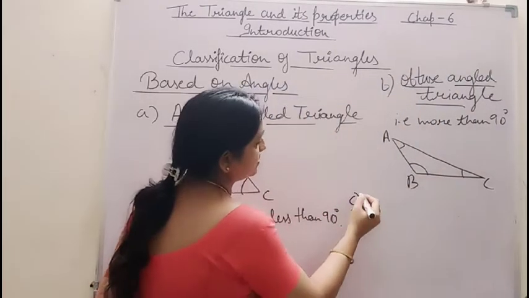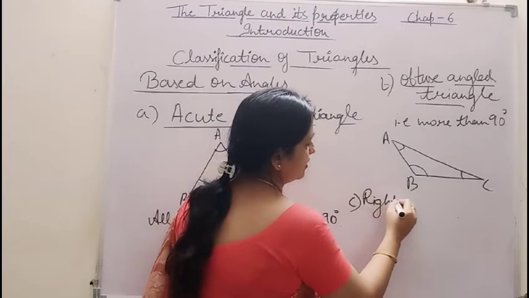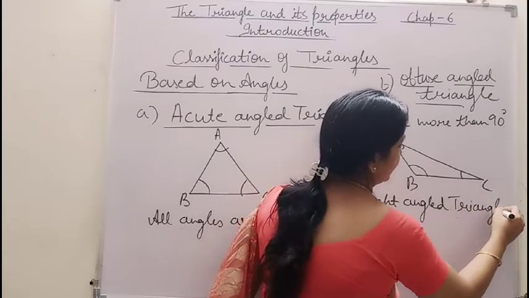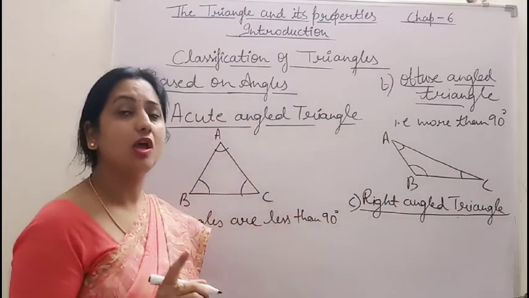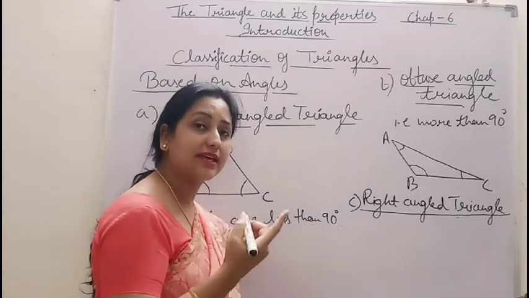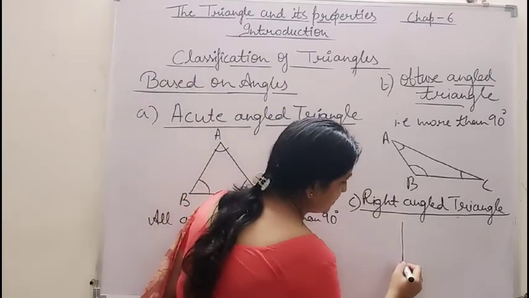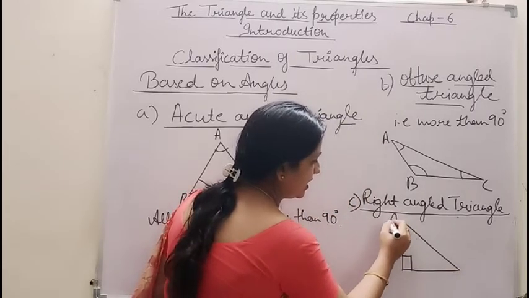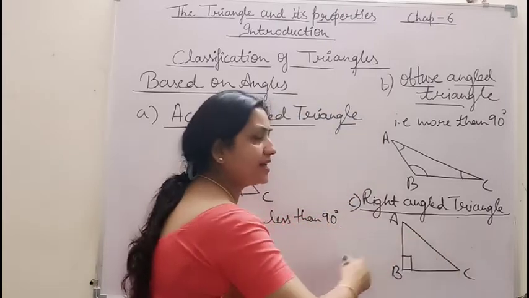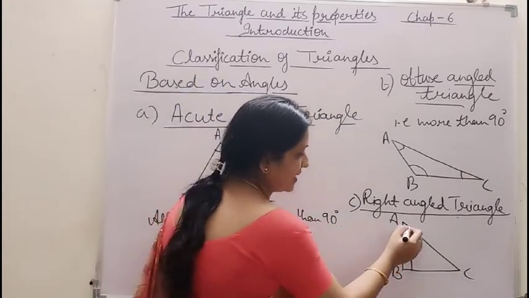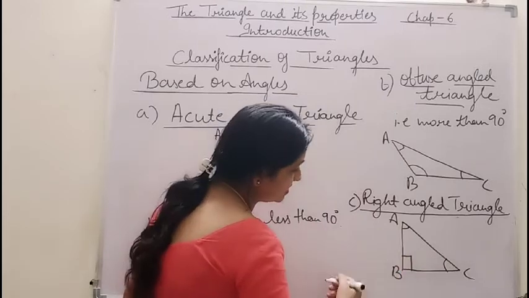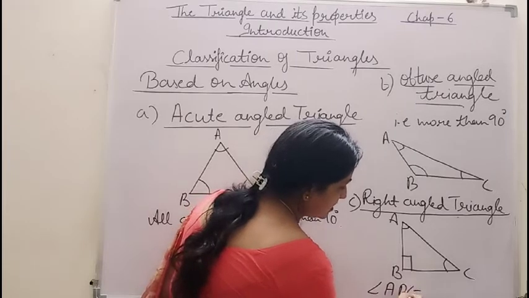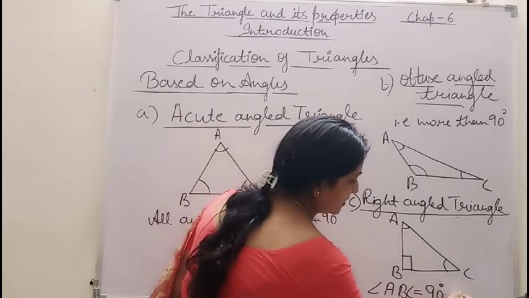Now the last one is the right angled triangle. In this triangle, one angle is a right angle, or we can say 90 degrees. You see this figure? One angle is 90 degrees. A, B and C. And again the other two angles are acute, and one angle is equal to 90 degrees. So here angle ABC is equal to 90 degrees.